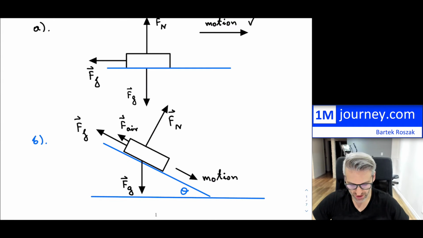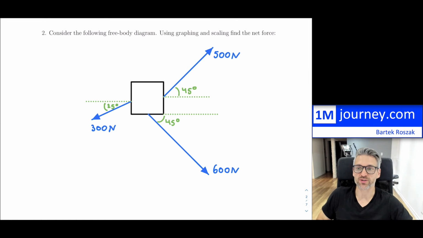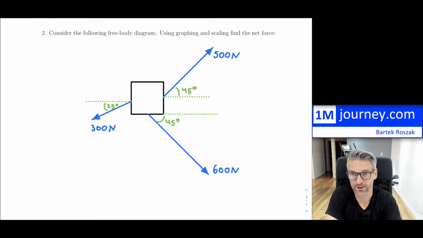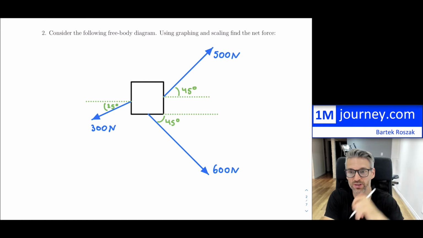Okay, so that's question number 1. Here is question number 2. So consider the following free body diagram. Now they actually give us a body diagram. And it's not a pretty one, because you can see that the forces on the object are at certain angles. And now we want to be able to use graphing and scaling to find the net force. So notice you have 300 newtons, 500 newtons, 600 newtons at certain angles. Finding this will be kind of difficult because they're at angles.